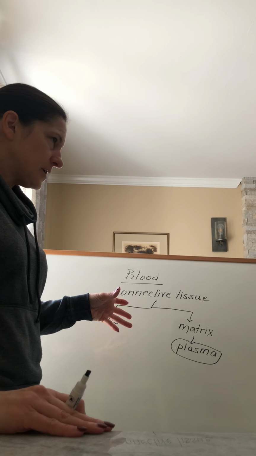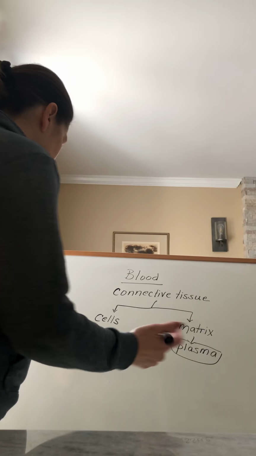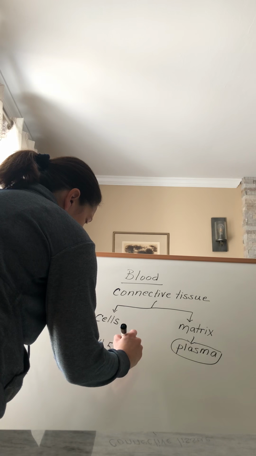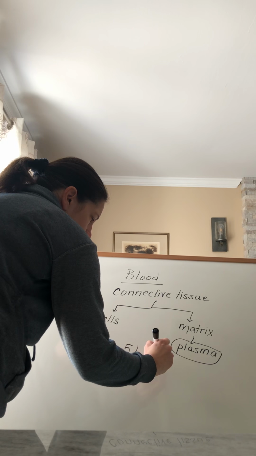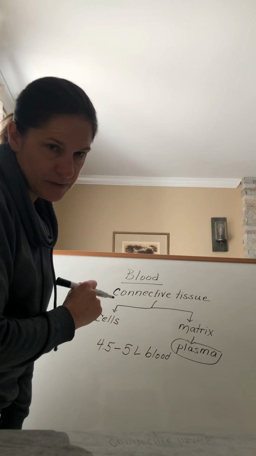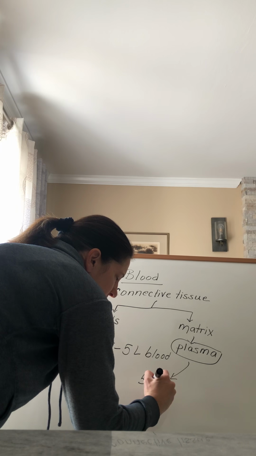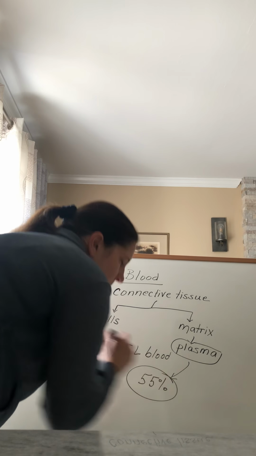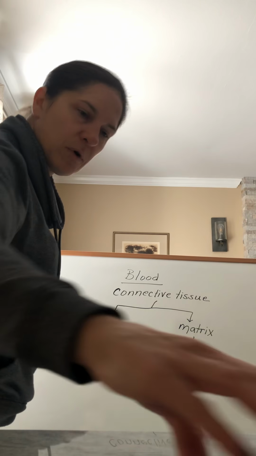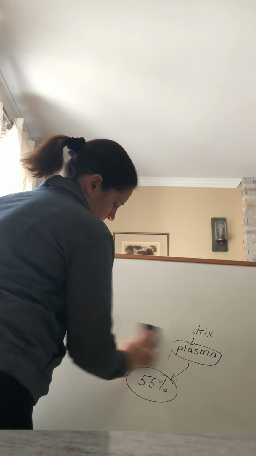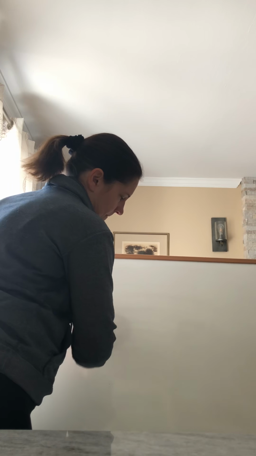First, some general things about blood. How much blood do you have? Anywhere from 4.5 to 5 liters of blood in an average sized person. Blood plasma makes up about 55% of your total blood volume. Okay, so now we're going to talk about what is in your plasma. All right, so blood plasma.